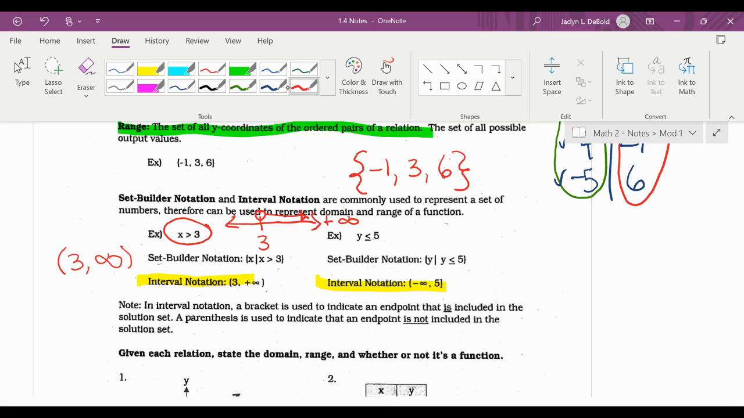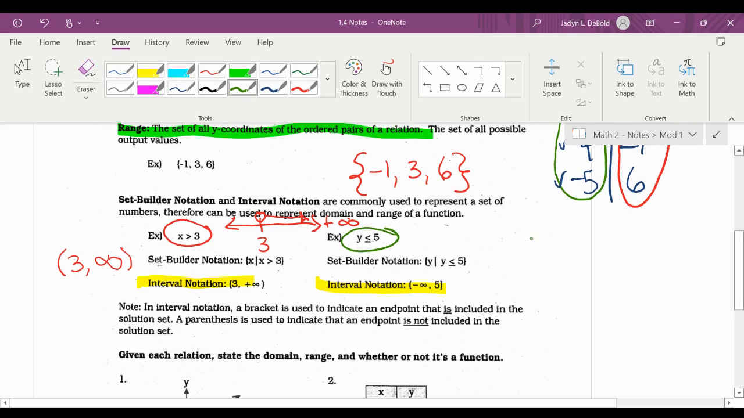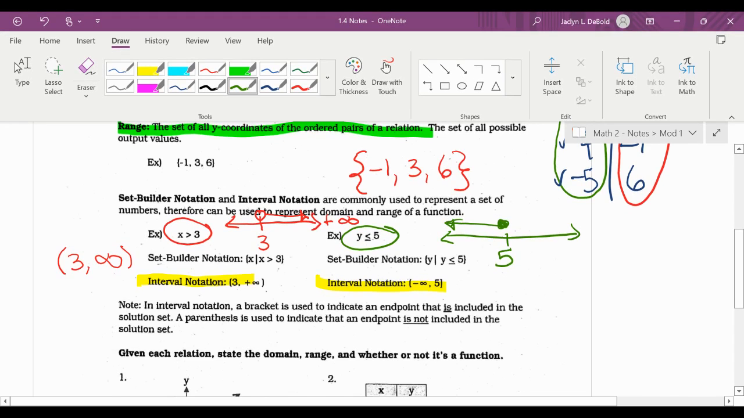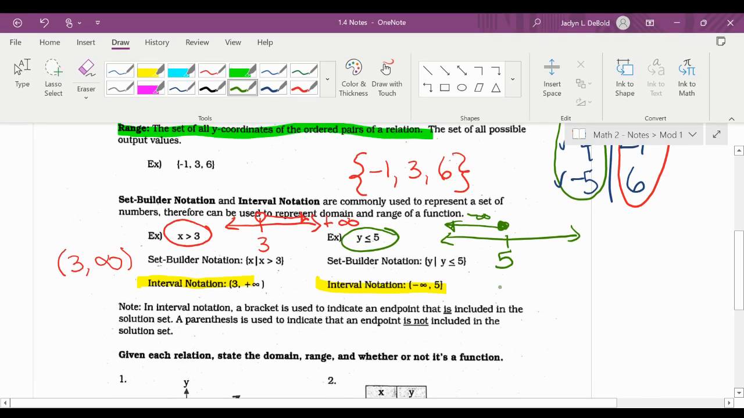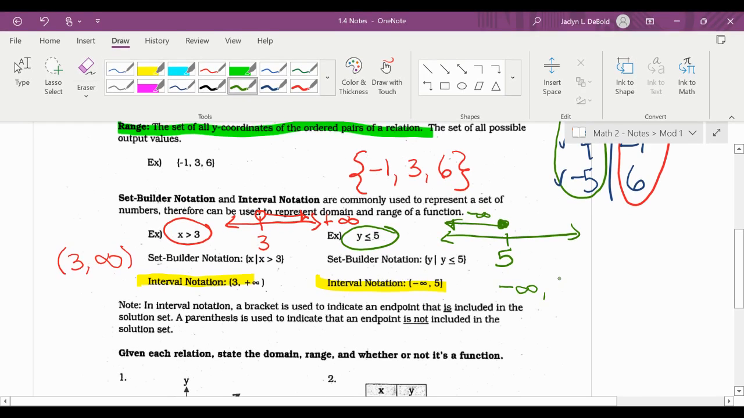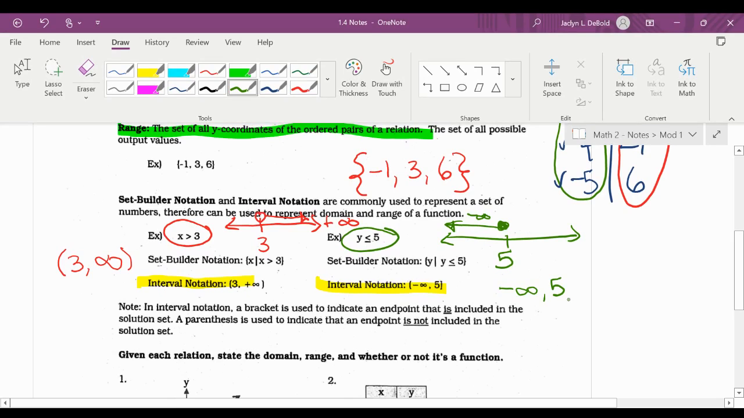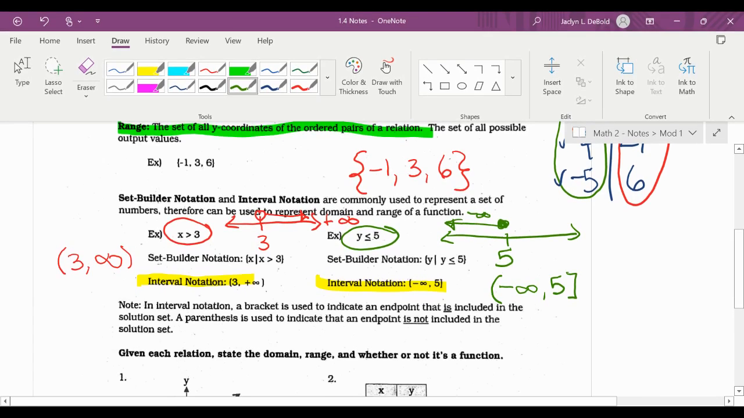If I want to write the interval for my y value, I can see y is less than or equal to 5. I'm going to do the same thing with a number line. For example, I could put 5 with a closed circle, and I see it goes to the left. When we write this in interval notation, it's going to negative infinity because it's going to the left, up to 5, and we're going to use a bracket because it's a closed circle.